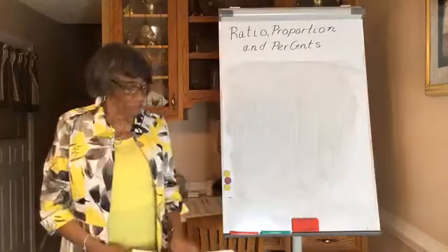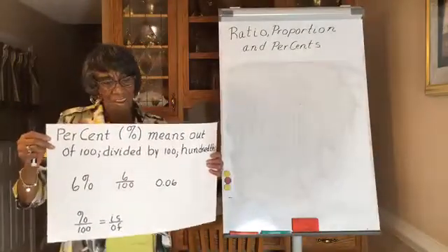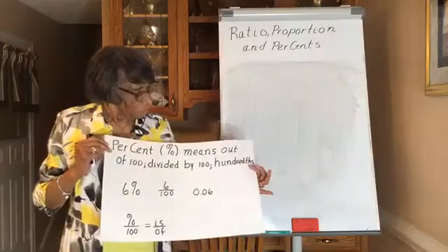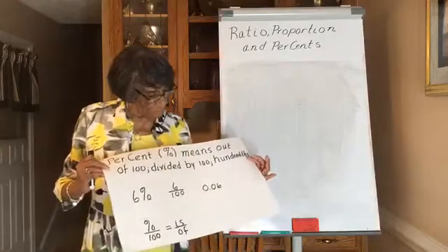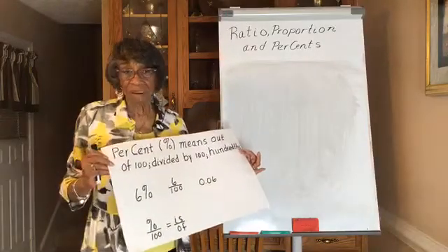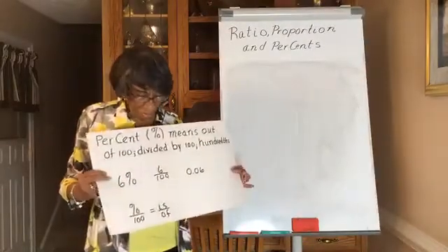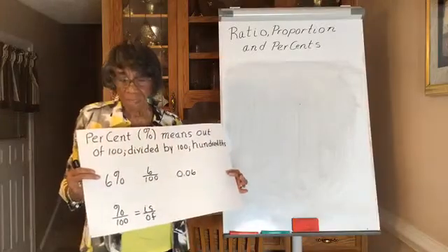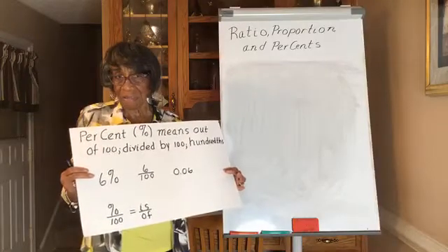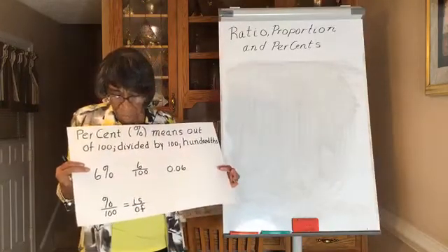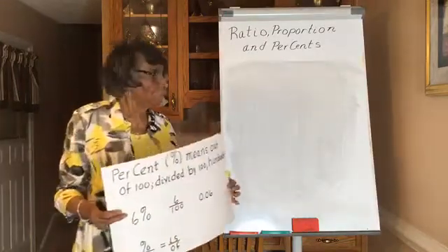All right, the last of the topics, and all of these are related, is percents. And there's a percent symbol there. Percent means out of 100. We could interpret it as divided by 100 or hundredths. And I gave you an example. 6% means 6 divided by 100 as a fraction, or 0.06 as a decimal. All right? And I have something else here that I'm going to work with a little later.